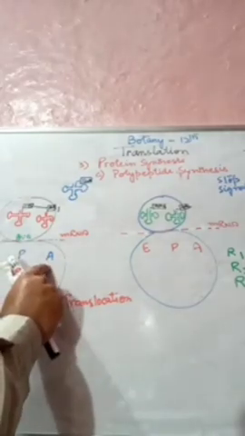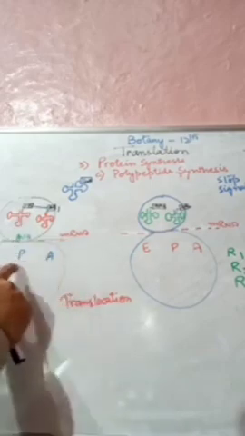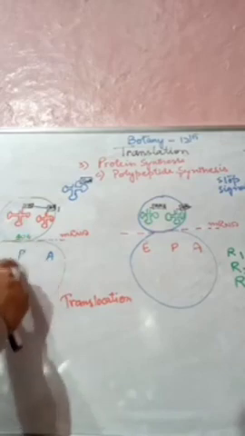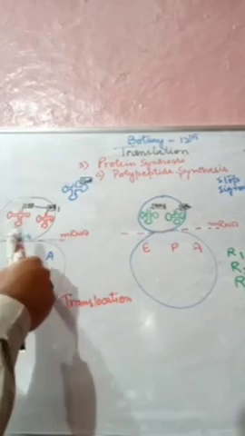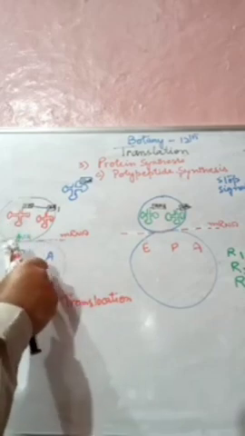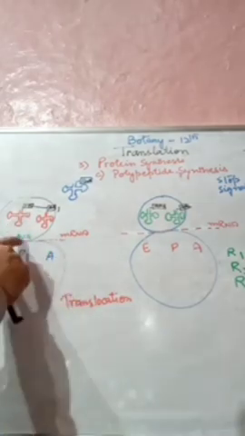We have three sites, A, P, and E. At A, the attachment of amino acids takes place. At P, the polypeptide bond forms. E is the site of exit. The first codon, AUG, always comes at site P. The other codons are read at site A, except AUG.